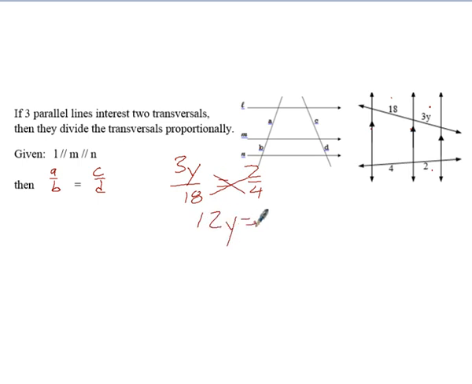So cross multiply, as always, and we get something like 12y is equal to 36. Divide both sides by 12 and we get y is equal to 3.